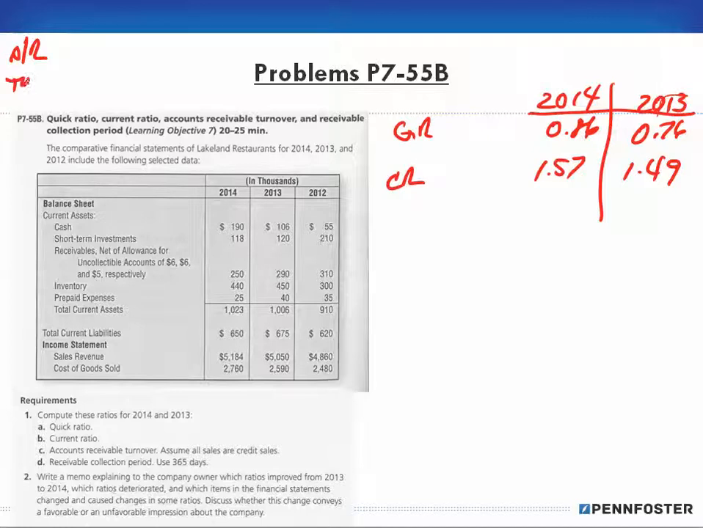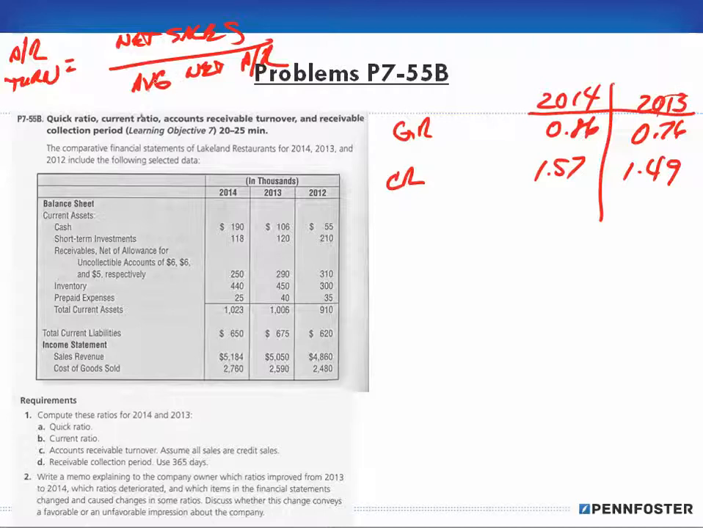Accounts receivable turnover. Okay, the accounts receivable turnover, if you'll recall, is our net sales over our average net accounts receivable, right? And go back to the theory videos for the focus on decision making, as I had a long discussion about, especially about this accounts receivable turnover.